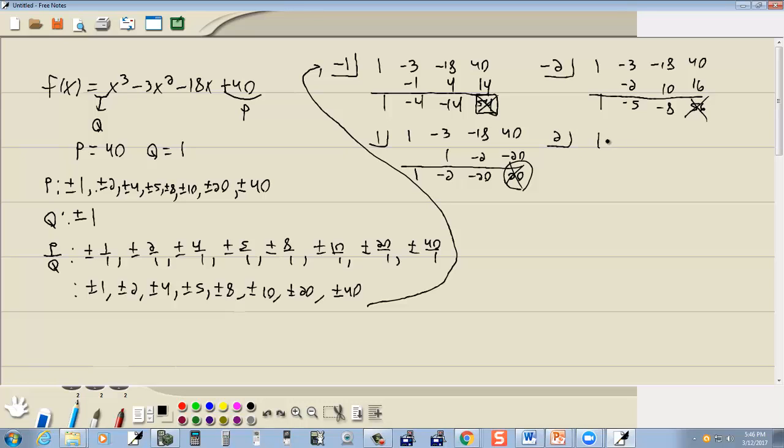Go to positive 2. So add, multiply, add, multiply, add, multiply. Notice what we came up with. We came up with 0 as the remainder, assuming I did all my basic math right. Let me double check myself. Okay, I was hoping it wouldn't be too far. 0 as the remainder. Now this is what the rational zero theorem says, and I'll type it up.